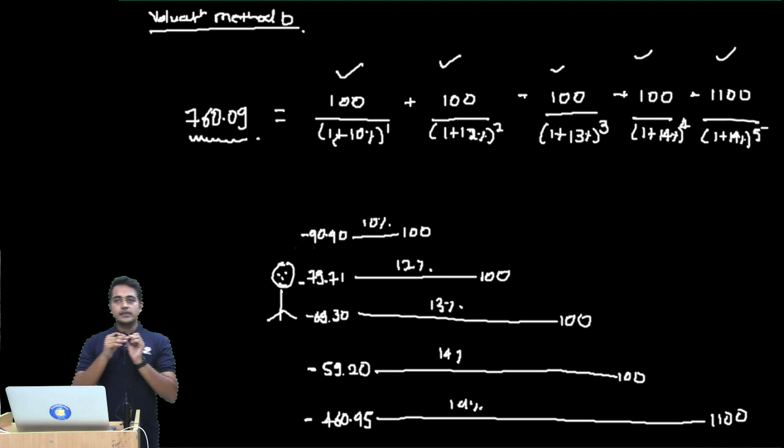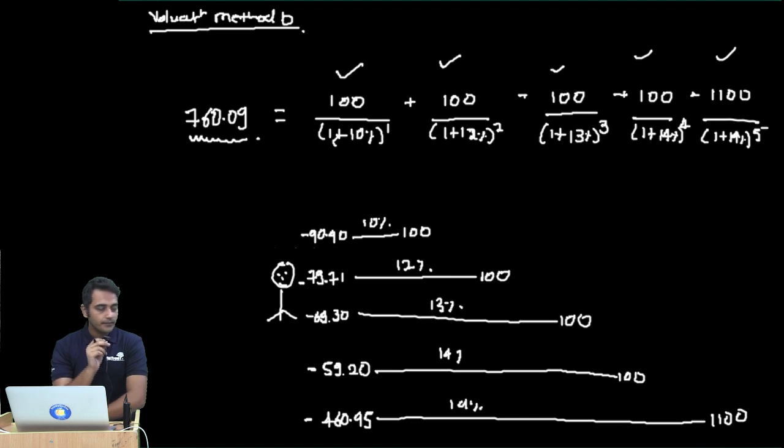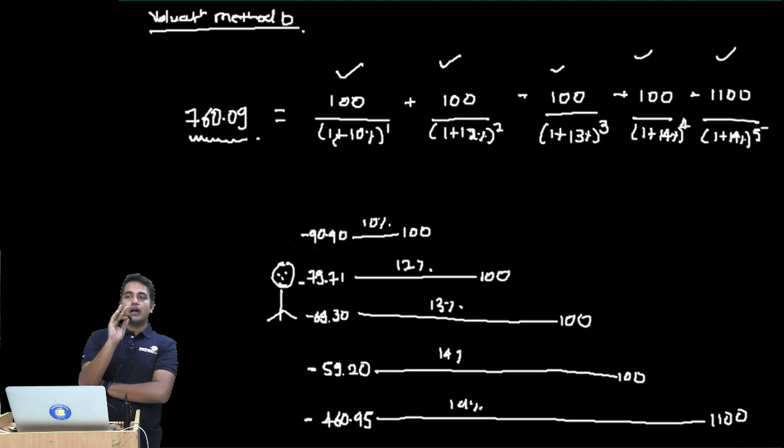Now again, listen to this one more time carefully. So if an investor pays 760.09, he is eligible to receive 100 for 5 years and 1000 after 5 years. But technically, how did we do valuation? We did not think of this as one single bond, but we thought of this as a portfolio of multiple zero coupon bonds. A zero coupon bond is one which pays you only one cash flow on maturity.